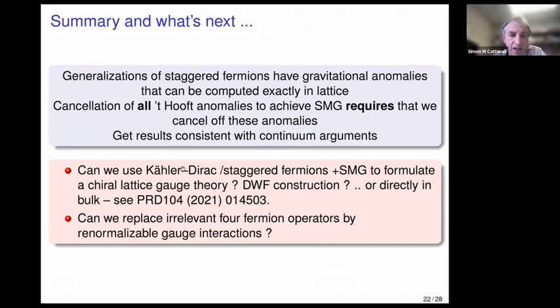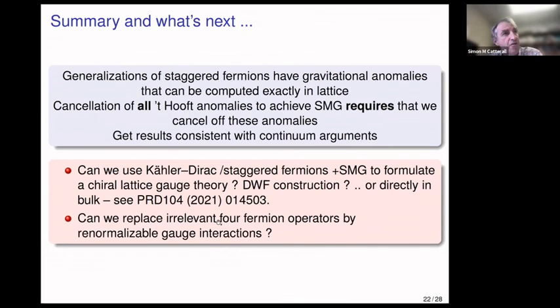So then you can ask, well, can I use Taylor-Dirac or staggered fermions plus this idea of symmetric mass generation to gap out those mirrors and talk about chiral lattice gauge theories? Do I need to use domain wall constructions, or can I do it directly in the bulk? There was one effort in that direction just recently in this paper here. I won't say any more about that right now. I want to go on to one other topic, which is my second bullet point.